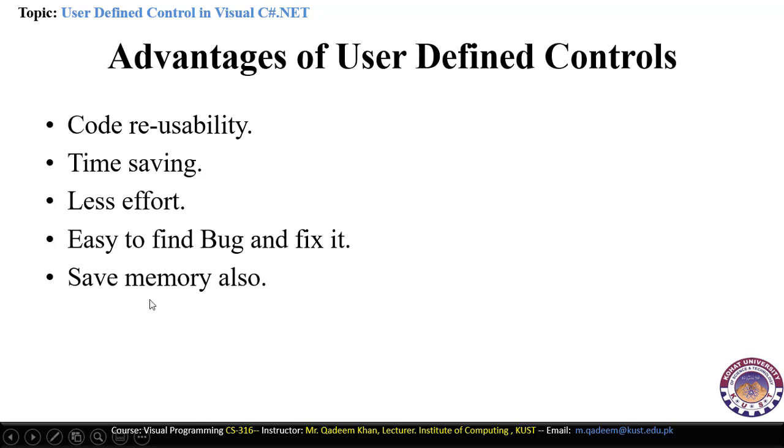Also, it saves memory. Saving memory means that when the user-defined control is running in the background in your cache memory, it is running one time, and you can use that control many times on different forms in your project. So it saves the computer memory here and makes the application very efficient.